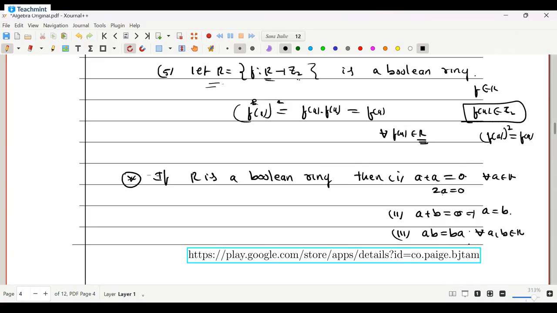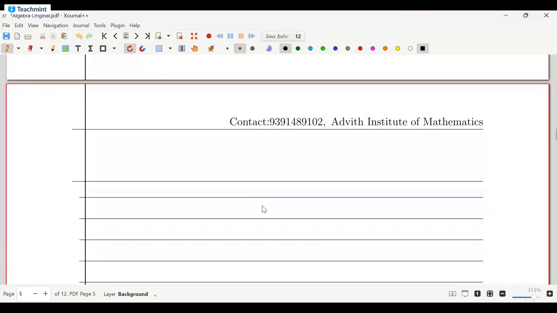So every element of a Boolean ring is a self inverse with respect to addition, and every Boolean ring is commutative. Proof. So let R be a Boolean ring.